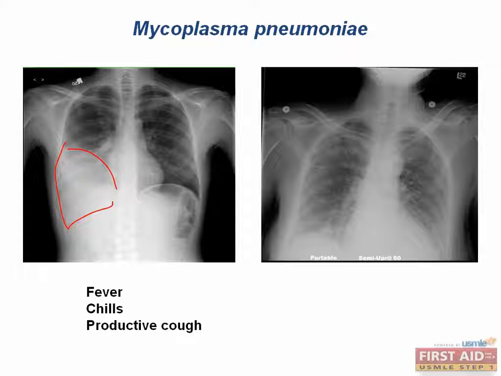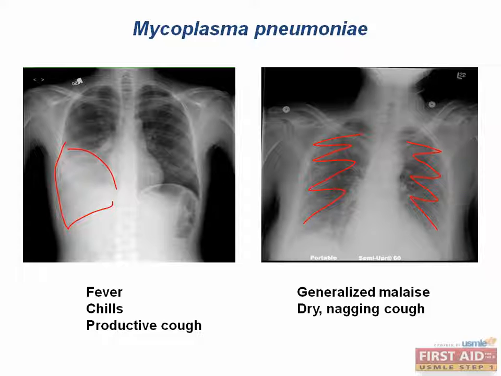So, what is the presentation of the patient on the right? Usually, symptoms aren't as severe as classic pneumonia. Patients will complain of a nagging, dry cough and generalized malaise. Note the diffuse nature of the pulmonary infiltrates in atypical pneumonia. There's no clear area of consolidation. It's just kind of haziness all over.